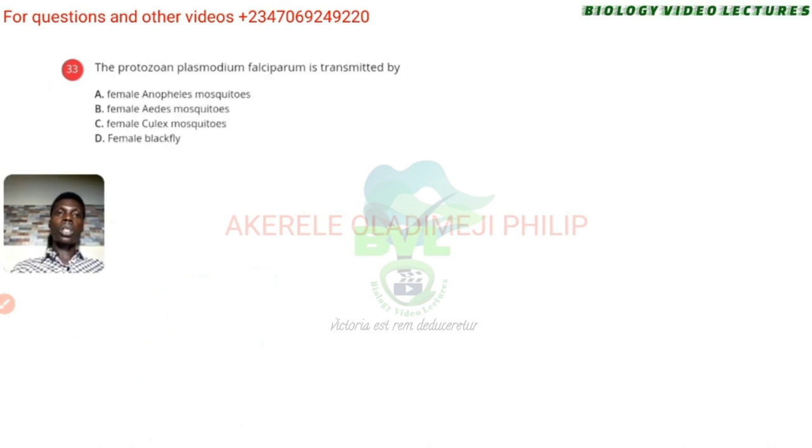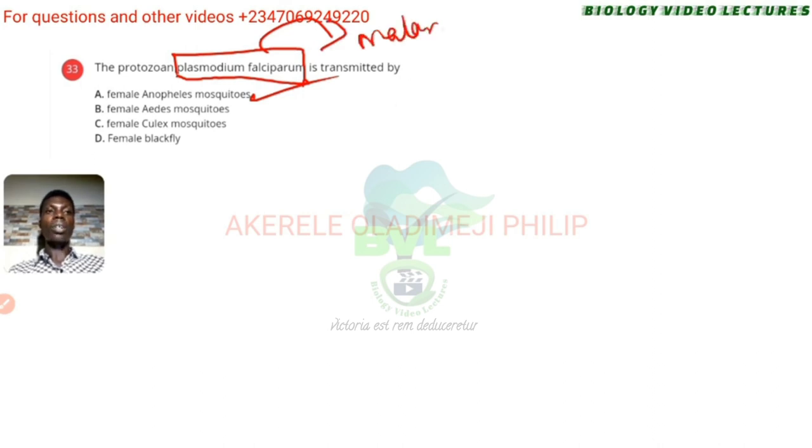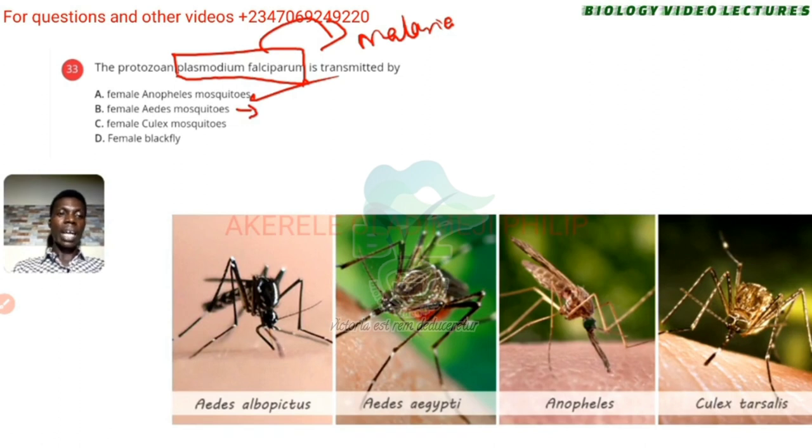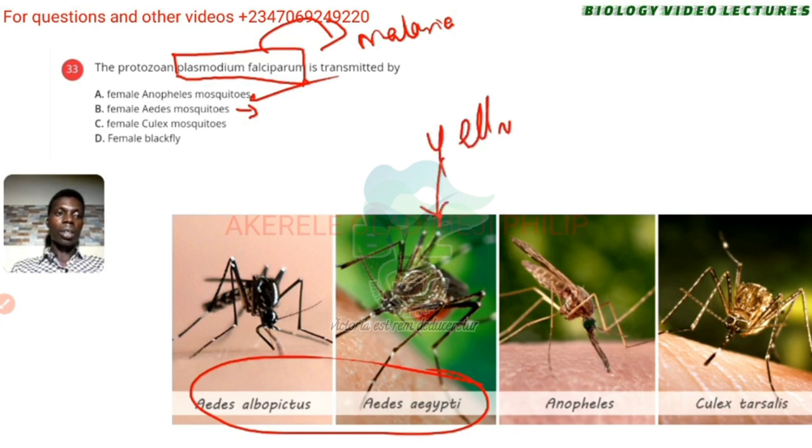Now, the protozoon Plasmodium falciparum is transmitted by what? I love this question. Just what I told you. Female Anopheles mosquito, female Aedes. The answer is female Anopheles, because Plasmodium falciparum is one of the species of Plasmodium that causes malaria. I told you that the other one is for yellow fever. So these are species of Aedes, this one I call yellow fever here. Then this is your Anopheles. Even though we're not so sure whether it's male or female, it is the female that carries Plasmodium falciparum basically.